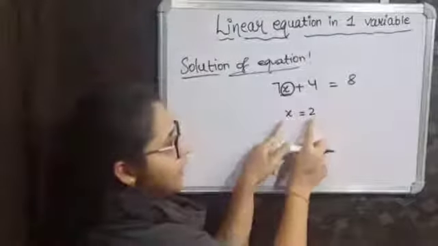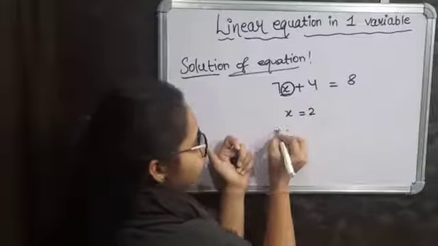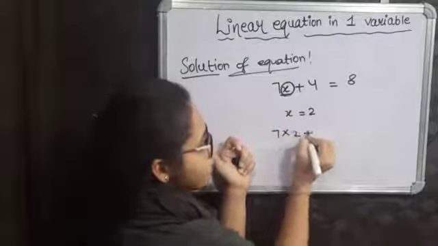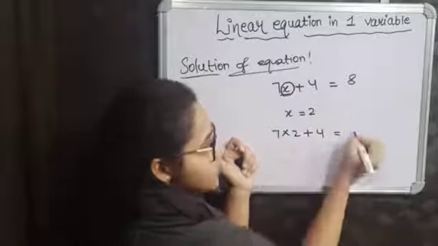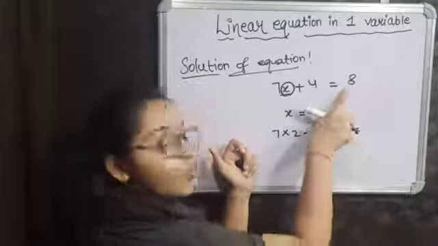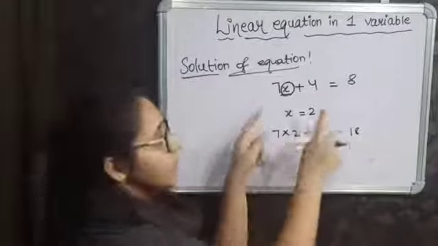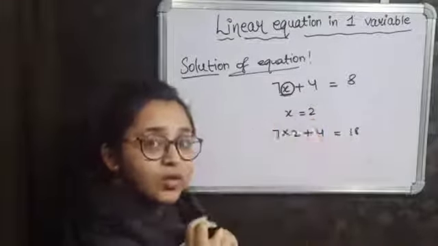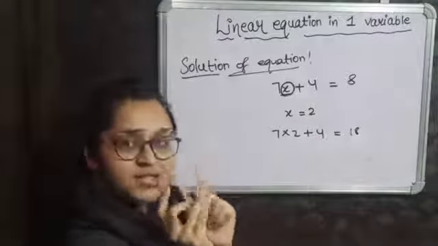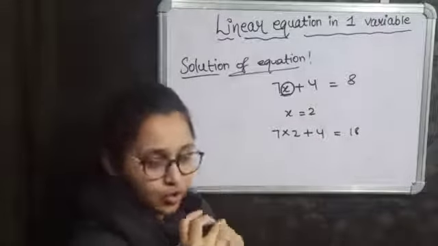If I put, let x is equal to 2. I am putting x is equal to 2 in this equation. 7 multiply 2 plus 4 will give you 14 plus 4, which is 18. Is 18 equal to 8? No. It means both sides are not equal if I put x is equal to 2. It means x is equal to 2 is not your solution.